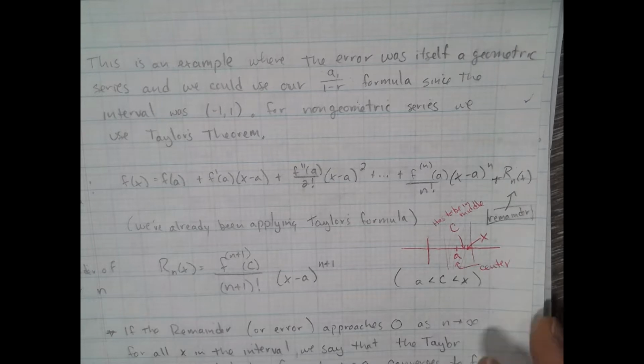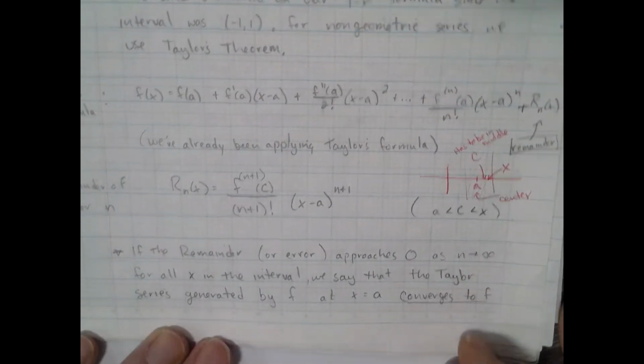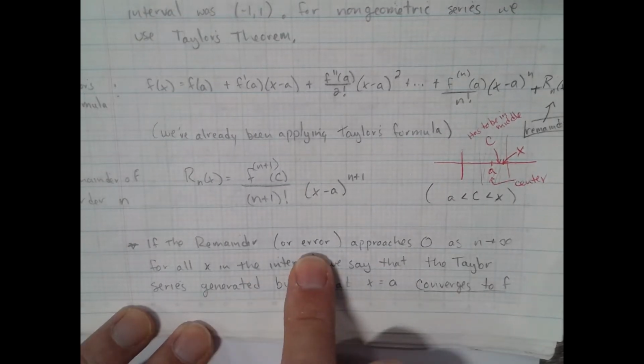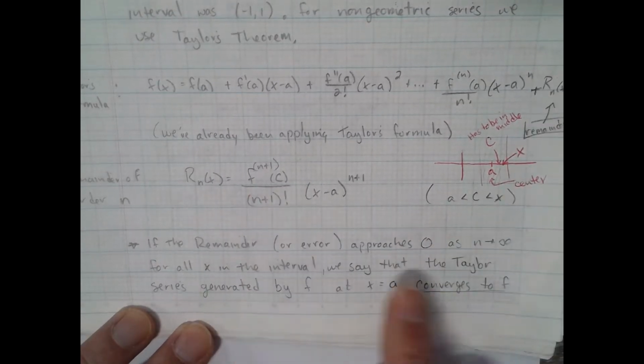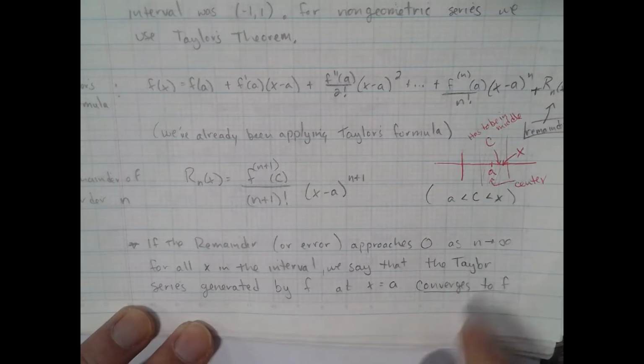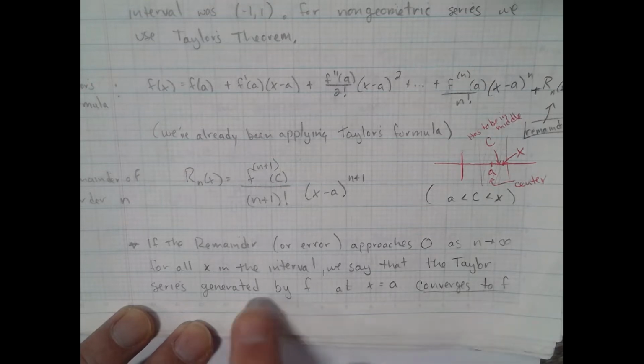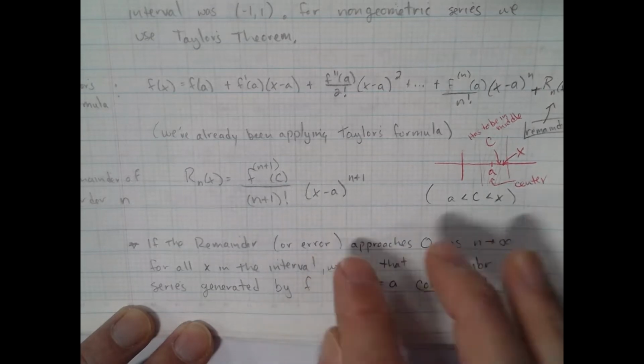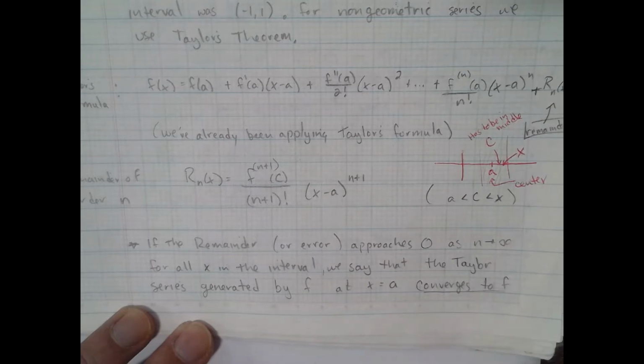Really confusing. Okay, so hopefully after a couple examples it'll make sense. So if the remainder, or the error, this term right here, approaches 0 as we get more and more terms, as n goes to infinity for all x in there, then we say that the series generated converges to the function. So if this error is going to get smaller and smaller with every term and eventually go to 0, then we know that the series itself is going to converge to whatever function it is.